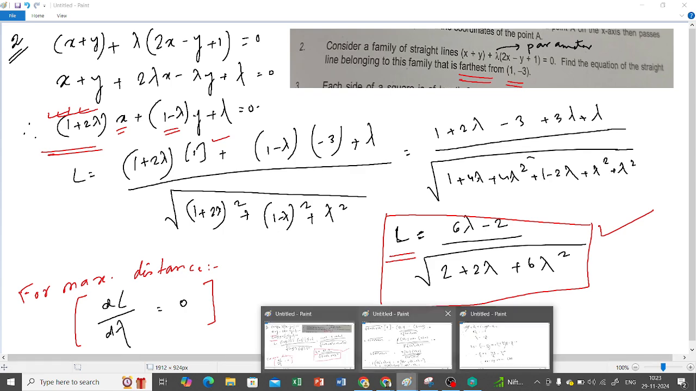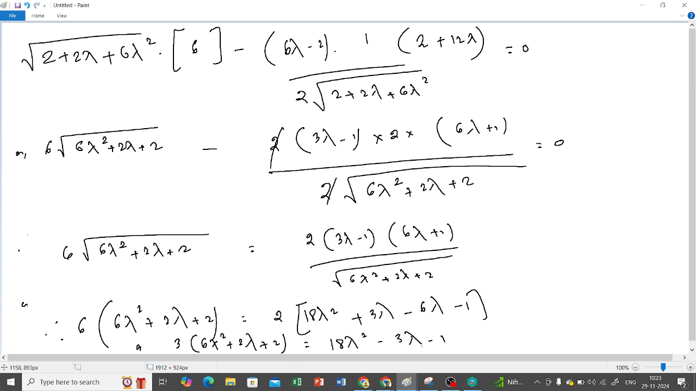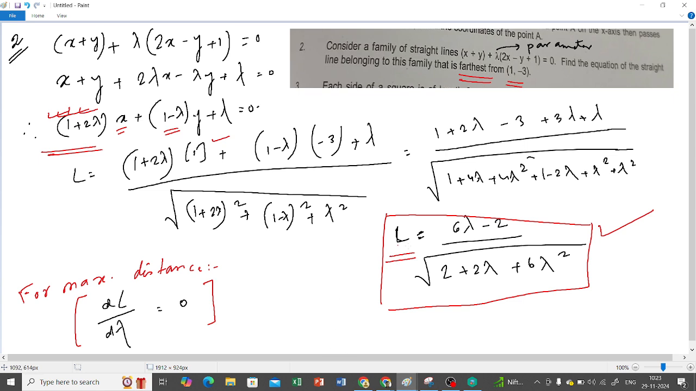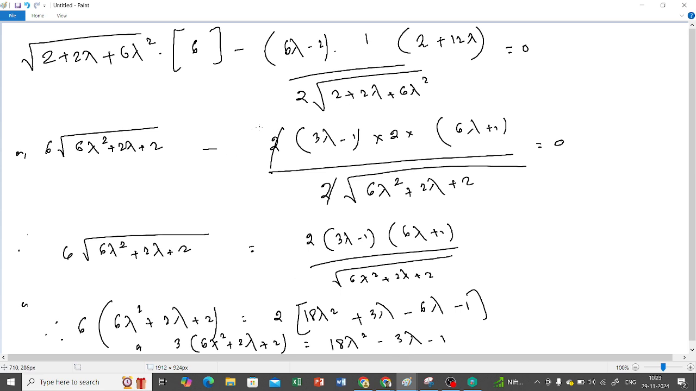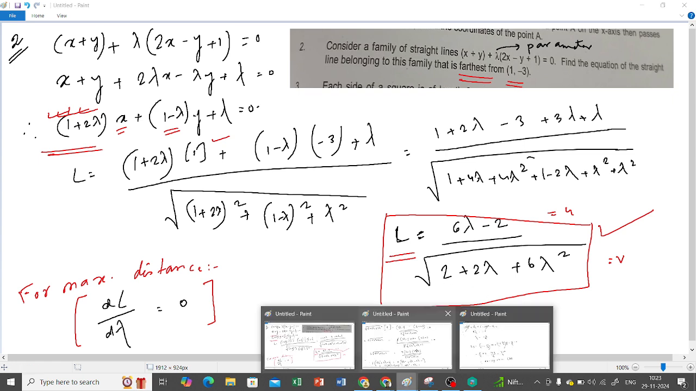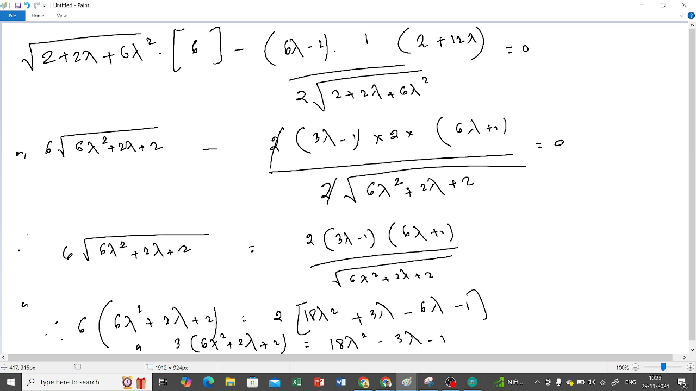When you do that, remember the normal u by v rule of derivatives: v du dx minus u dv dx, divided by v square, equals to 0. So this is u by v, this is your u and this is your v. This is just simple differentiation. So v du dx minus u dv dx, and then whole divided by v square equals to 0.